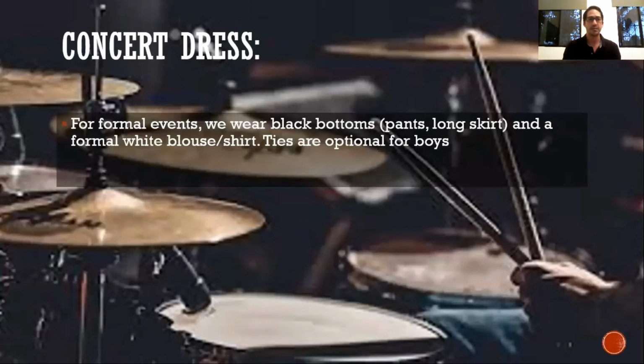Concert dress. For formal events, we wear black bottoms, pants, or long skirt, and a formal white blouse or shirt. Ties are optional for boys. Once again, I hope we come back to school soon so we can have our concerts. That's one of the main things in the music department.